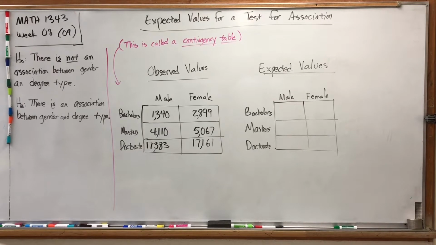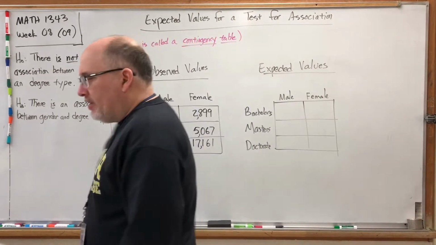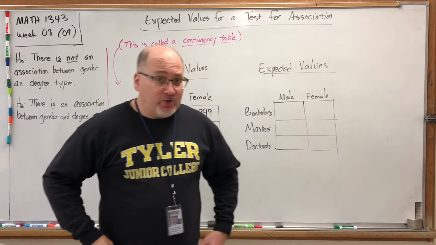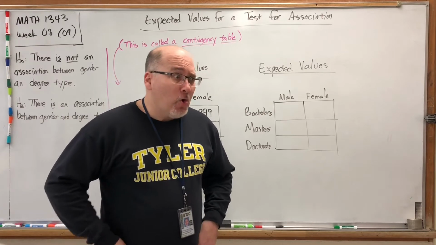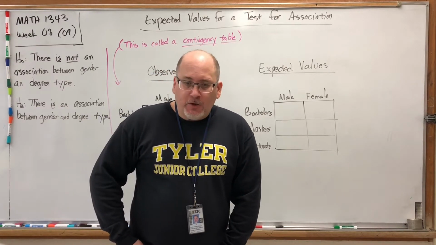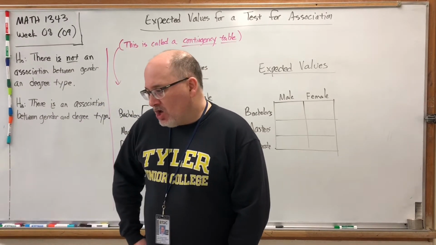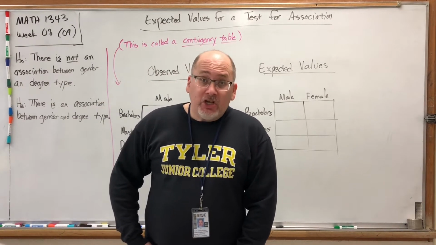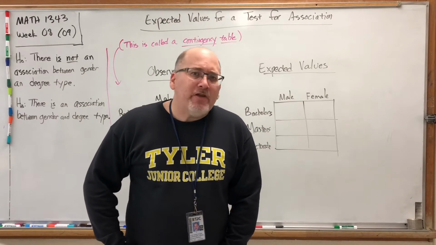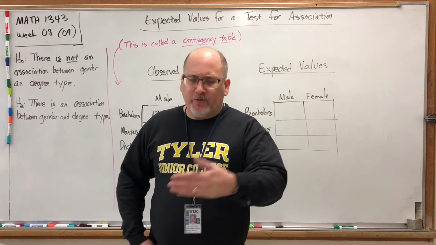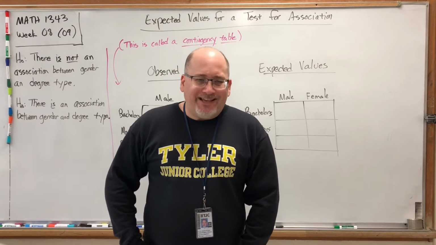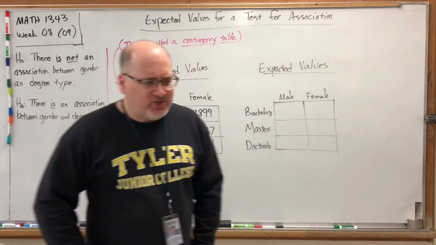Math 1343, Week 8, Video 9, Expected Values for a Test for Association. As I mentioned in the previous video, the general flow for a test for association is kind of like the flow for a goodness of fit test. We have some claim about a population, we have some observed values, we calculate what's expected, and then we come up with a measurement for the difference between what we observed versus what we expected, call that the test statistic, and then do our hypothesis test.